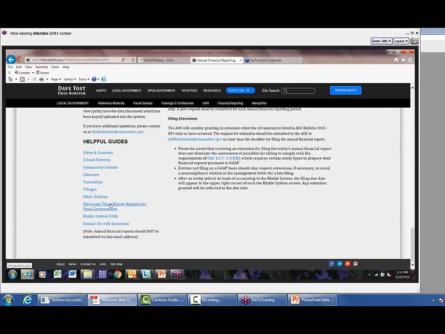If you need to file a waiver for some reason, you can click on the electronic filing waiver request for small governments, and it will take you to the waiver request form. There should also be a copy of this form in the very back of the examples that you receive. It doesn't matter if it's a village or township. And if you're requesting an extension, you'll see an email link up here on the right-hand side under filing extension. That's the email address that you would submit that extension to.